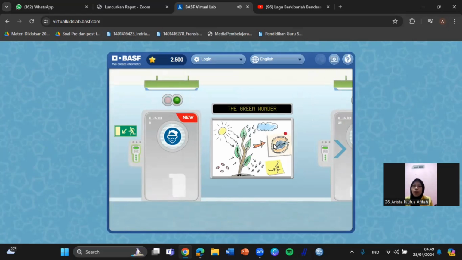To open the photosynthesis content, we can click the room that has the title, The Green Wonder.